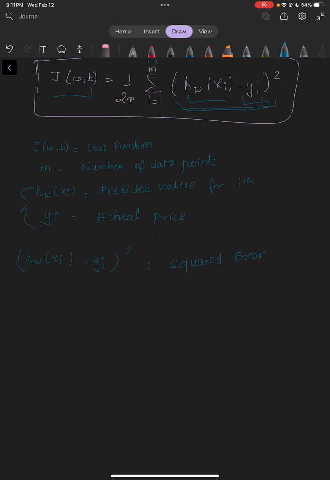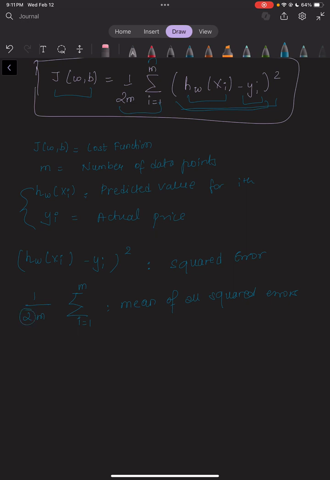So this part right here is what gives us the mean. Our half, i equals 1 to m, is the mean of all squared errors, which averages out all the mistakes. And why this half, I'm going to come back to this later.